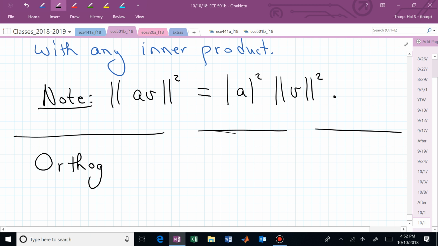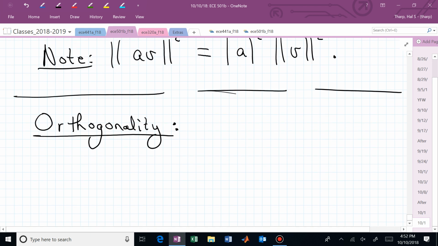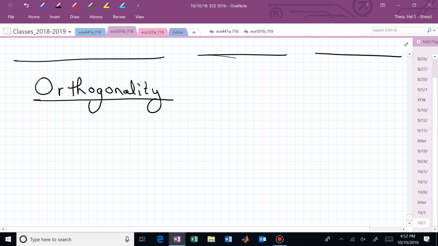So a nice little sidebar relative to orthogonality. So here we are with orthogonality. Two vectors, we'll call them V and W.